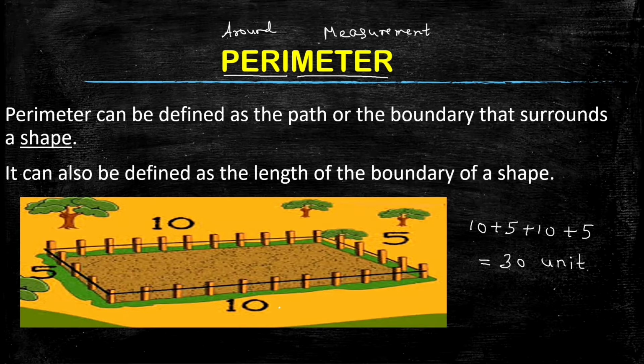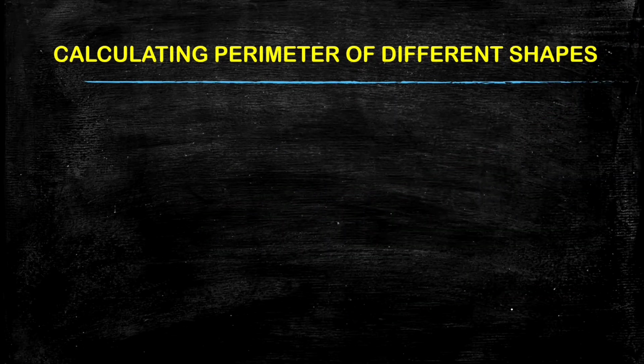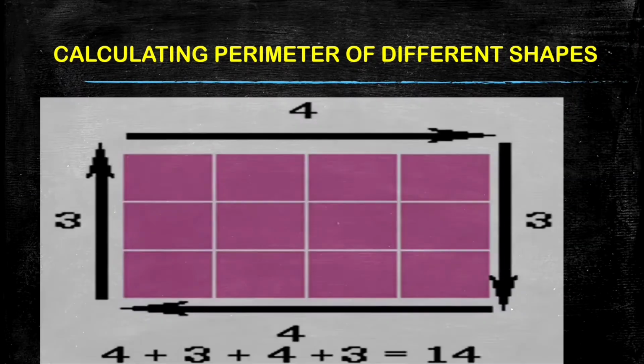If these measurements are given in meters, then the final answer would be in meters. If it is given in centimeters, then the final answer of the perimeter should be represented in centimeters, and so on. Moving ahead, let's see how we can calculate the perimeter of different shapes.